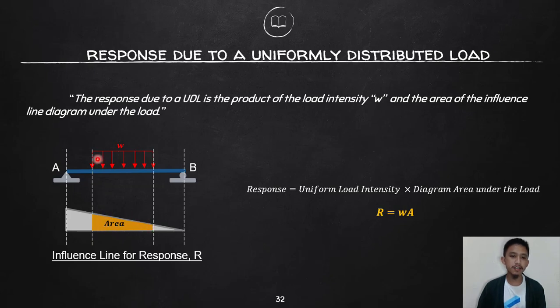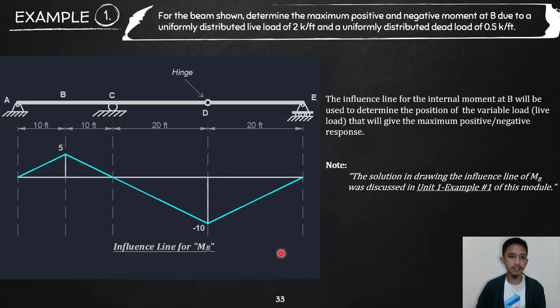Let's say you have multiple values of W, variable values of W within the length. All you need to do is get the individual response due to each individual uniformly distributed load, then sum them up. Again, the response is just the product of the intensity of the UDL with the area of the diagram under the load. So let's try to have an example for this.